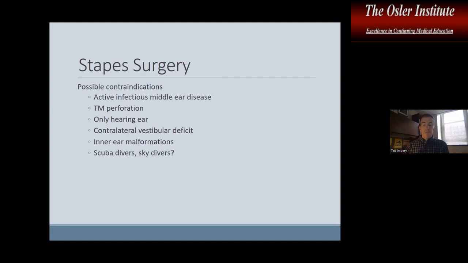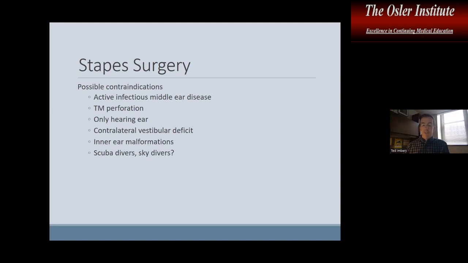If it is a patient's only hearing ear, I would say the vast majority of surgeons would not recommend operating on that, and instead have them consider amplification. If there's any contralateral vestibular deficit, certainly there's a chance with stapes surgery to potentially induce a transient or permanent vestibular loss, so that would be something to consider.